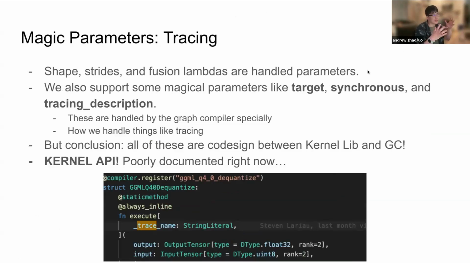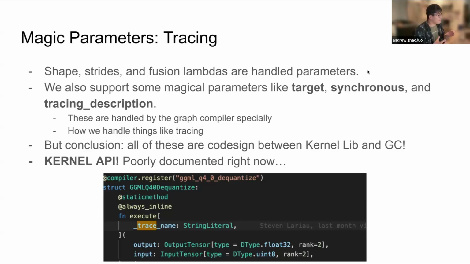Okay. And then we also have all sorts of other parameters that we specialize for that are not tied to any particular aspect of the computational graph. These are things like the target, which is passed in as an option. Tracing is also handled in this way because we need to generate traces for profiling and stuff like this. And there's also just a bunch of other stuff.